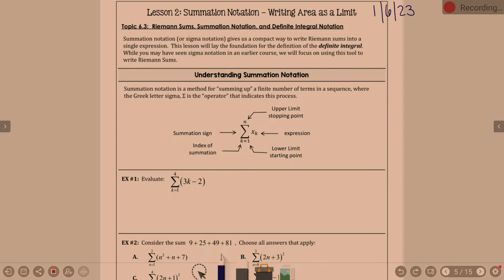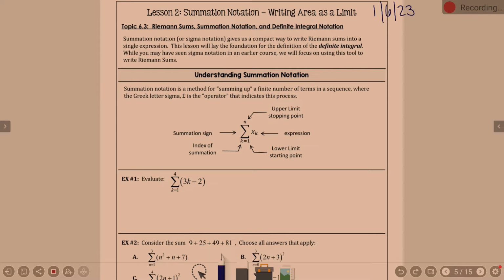Summation notation is a method for summing up a finite number of terms in a sequence, where the Greek letter sigma is the operator that indicates this process. This sigma means sum. It means to find the sum of a sequence of terms. Now, as opposed to writing it all out and saying, okay, we're going to find the sum of 1 plus 3 plus 5 plus 7, the idea is that it has a formula. So when you see that sigma, that's your summation notation.